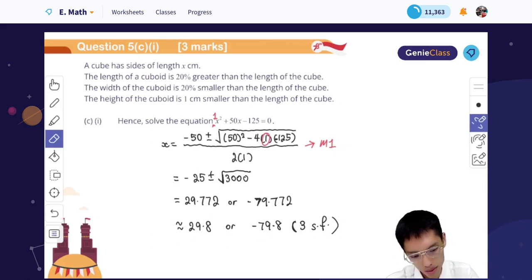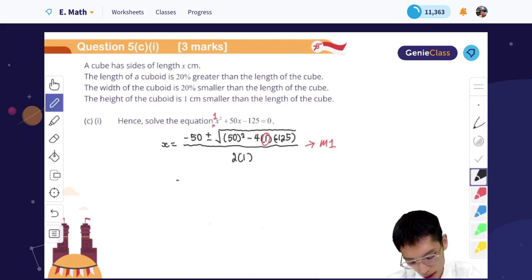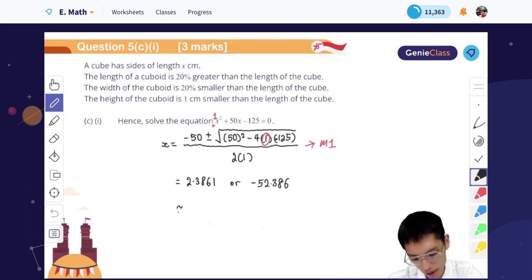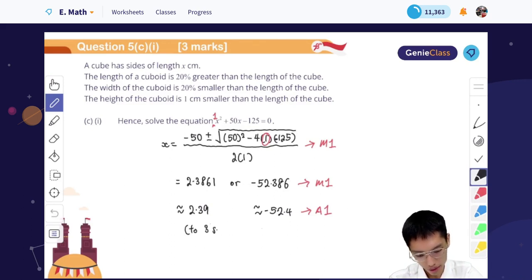Apologies for that. This should have been simplified over here as well. So these are not my answers. Let me just erase. The actual answers are, once you have the quadratic formula, you can punch it into your calculator to give you 2.386, or in this case, negative 52.386. Again, simplifying it, that's where you have your answer. The second mark comes into play when you have simplified to the intermediate answers. This question is a little generous, before we round it to 3SF. That's very important over here. Remember to write to 3SF.